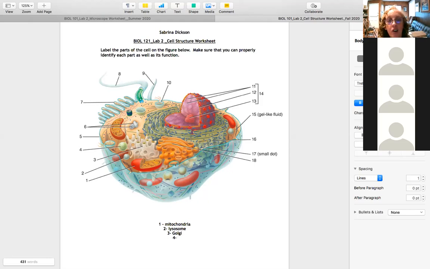Three, yeah, the Golgi apparatus, correct. I think number two is... yeah, you're probably right. That's probably a lysosome. Not sure what four is though.